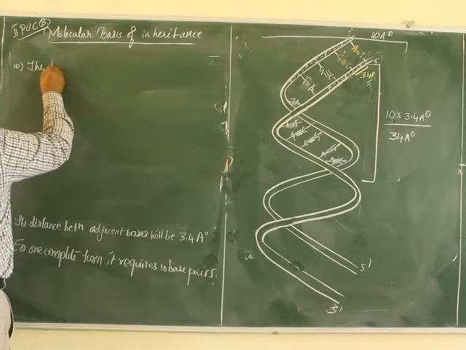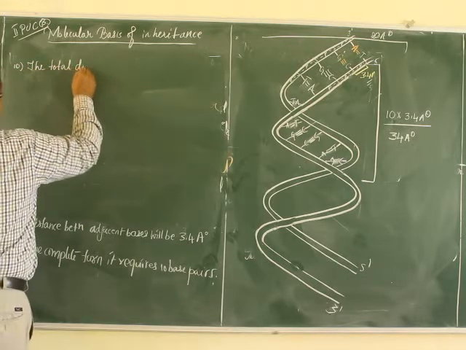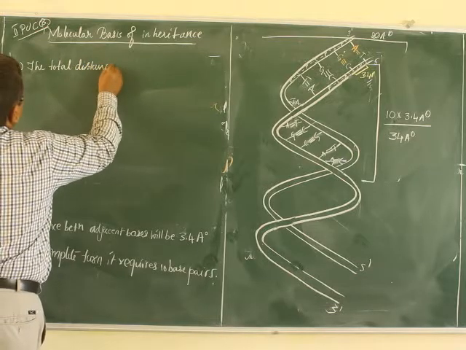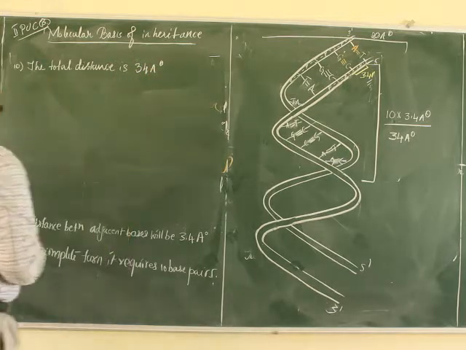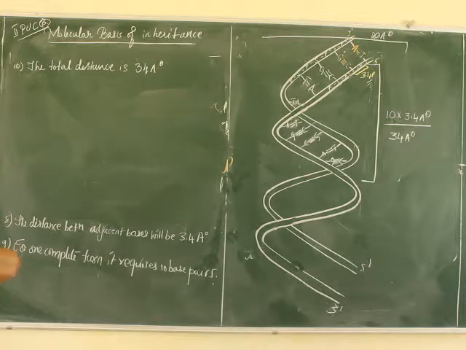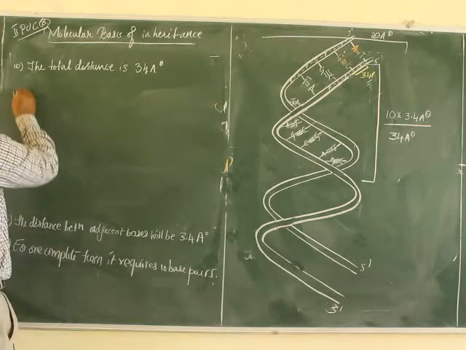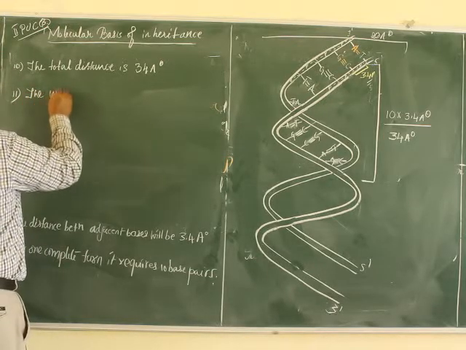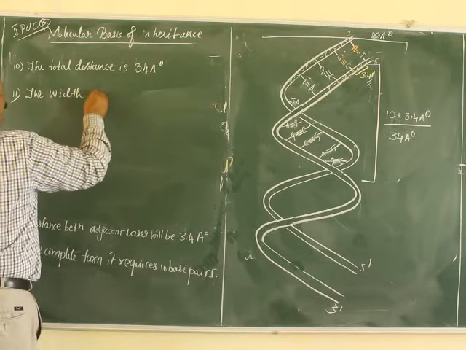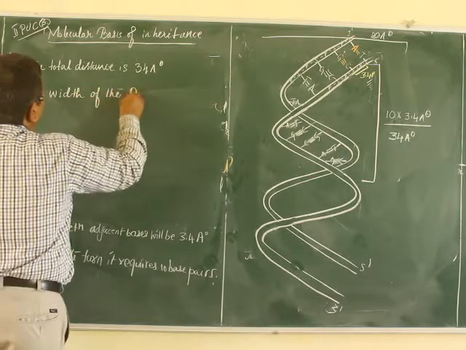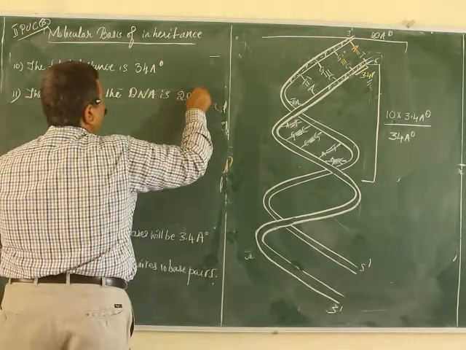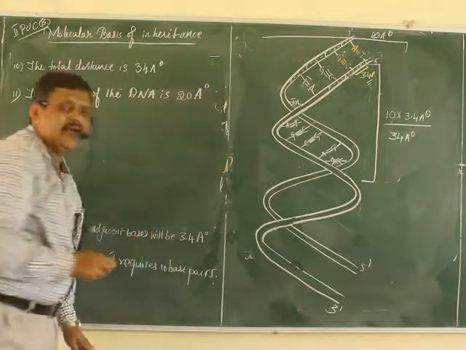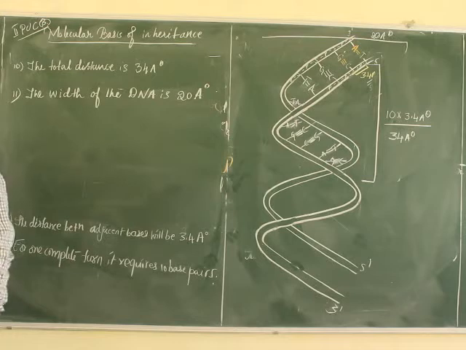The total distance for one complete turn is 34 angstroms. How much distance is required for one complete turn? It is 34 angstrom. Then the width of the DNA is 20 angstrom.